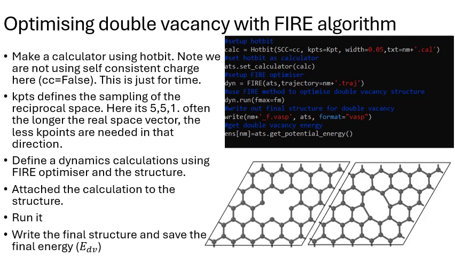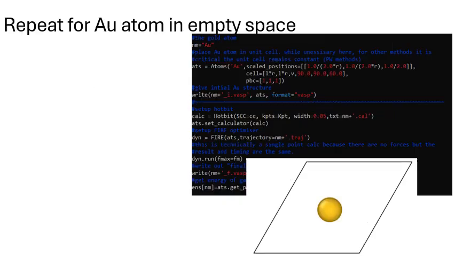Now, what it looks like is this. As you can see, those two pentagons have attached, and now you have the bond between them, and you have an 8 carbon ring in the middle. Gold atom is very simple.